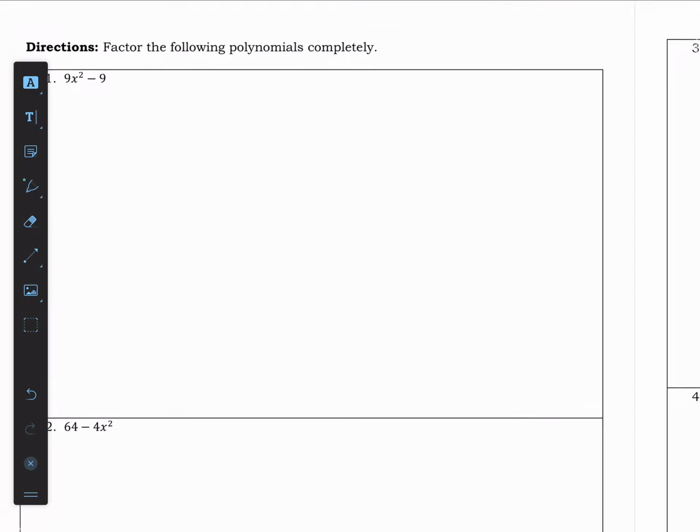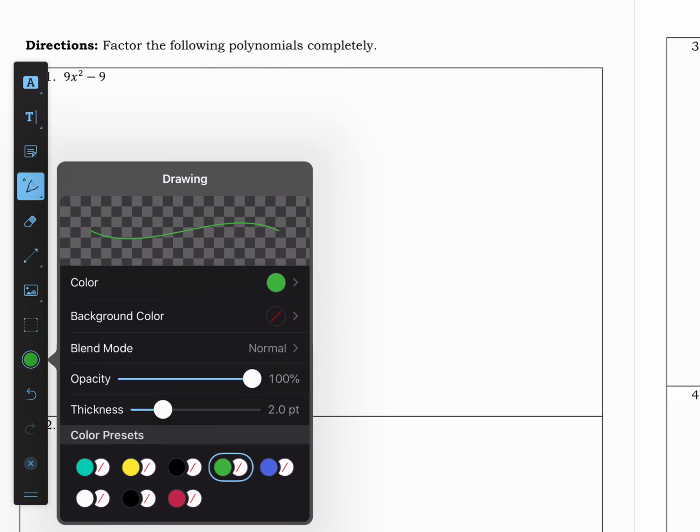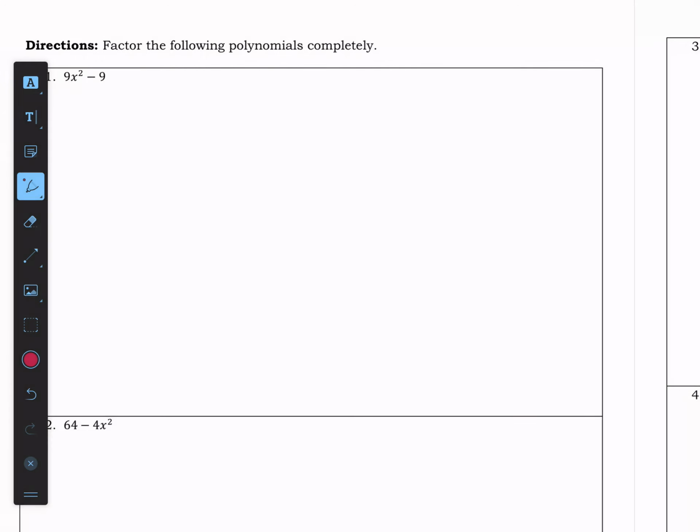All right, so now let's take a look at some examples, okay? So for each one of these, we are going to be factoring completely, okay? So for number 1, we've got 9x squared minus 9. So the first thing we want to think about is, do we have a GCF? So this one's actually kind of easy to see because both of them have 9. So the greatest common factor is 9, okay?